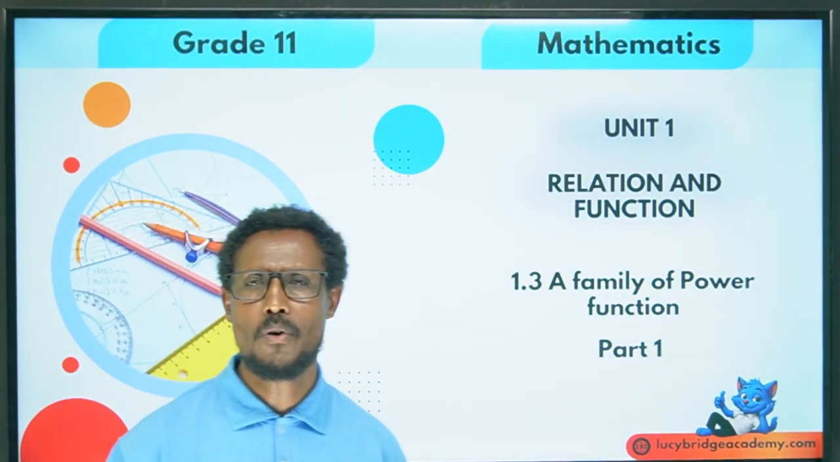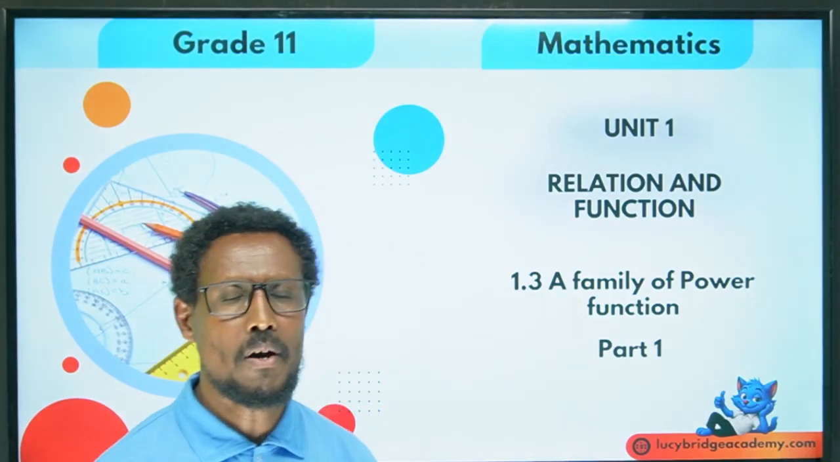ከሪሌሽን የሚቀጥለው ወይም ደግሞ it is a power function. Okay, we will see power functions.